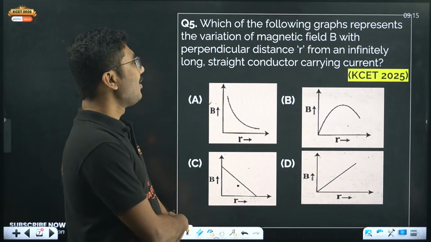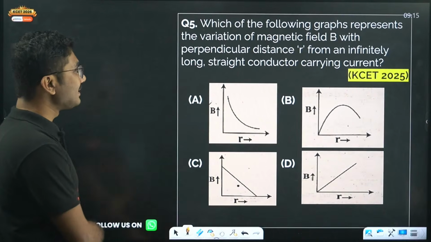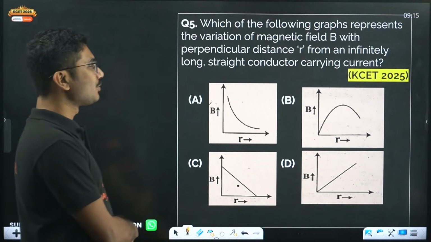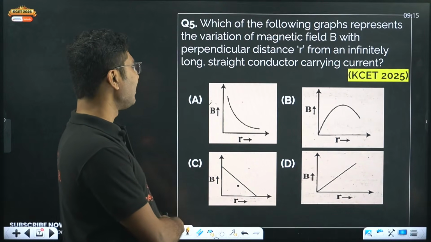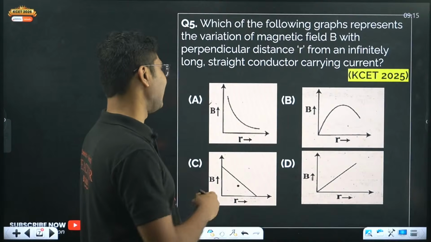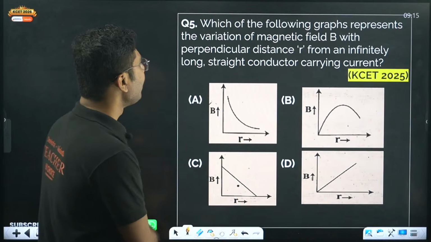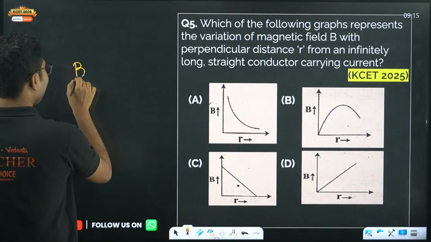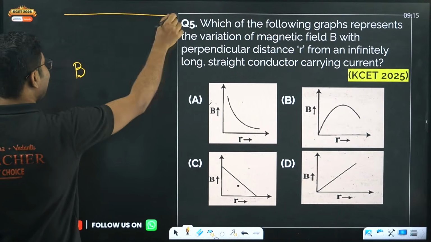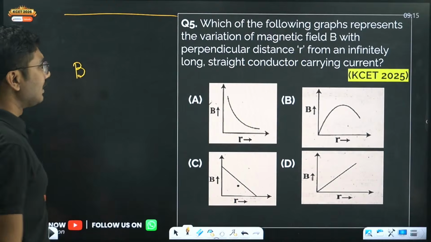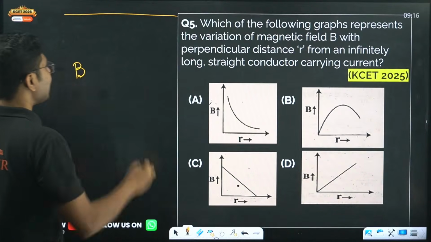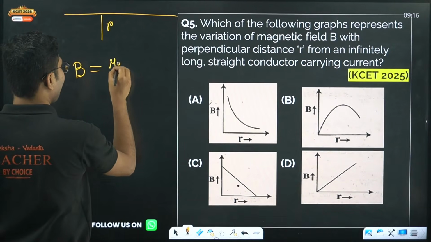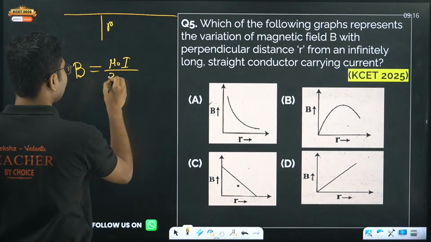Which of the following graphs represents the variation of magnetic field B with perpendicular distance r from an infinitely long straight conductor carrying current? Okay, very easy question. So the magnetic field B due to a very long straight wire carrying current, at a perpendicular distance r from an infinitely long current carrying wire, is given by mu naught I by 2 pi r.